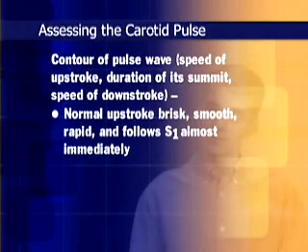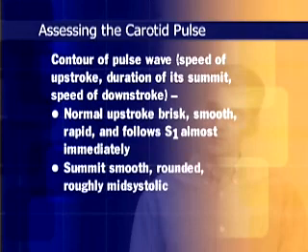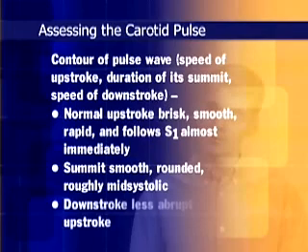Also assess the contour of the pulse wave, that is, the speed of the upstroke, the duration of its summit, and the speed of the downstroke. The normal upstroke is brisk, smooth, and rapid, and follows S1 almost immediately. The summit is smooth, rounded, and roughly mid-systolic. The downstroke is less abrupt than the upstroke.